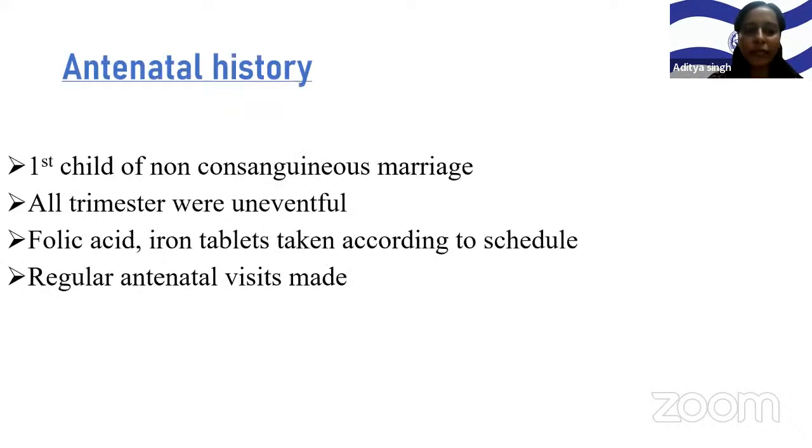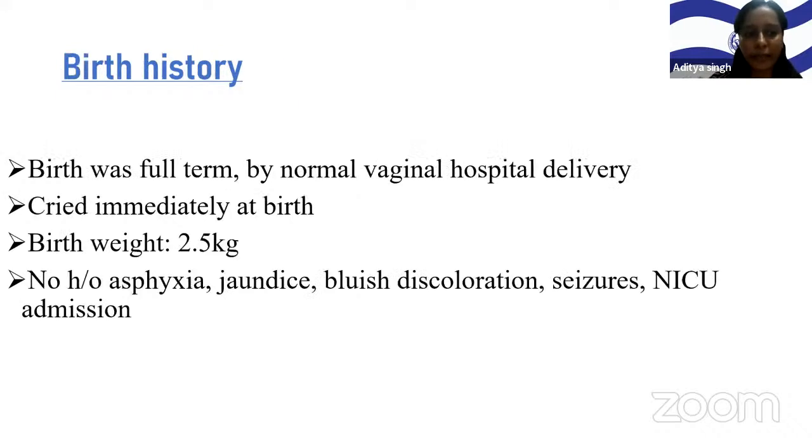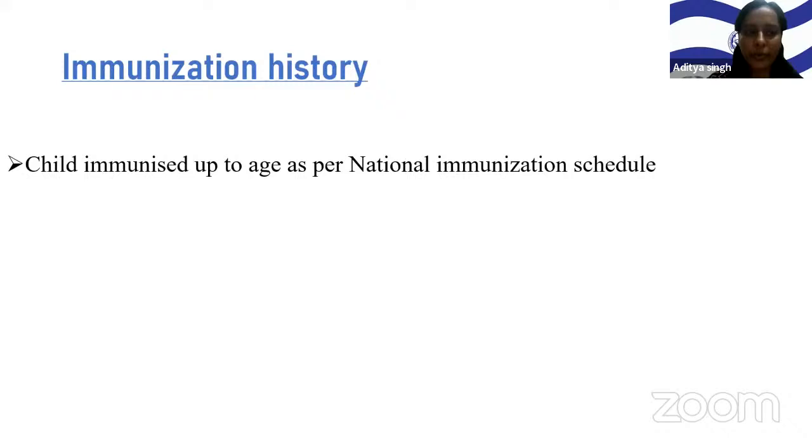Antenatal history: first child of non-consanguineous marriage. All trimesters were uneventful. Folic acid and iron tablets were taken according to schedule. Regular antenatal visits were made. Birth history: birth was full term by normal vaginal hospital delivery, cried immediately at birth, birth weight is 2.5 kilograms, no history of asphyxia, jaundice, bruise discoloration, seizure or NICU admission.